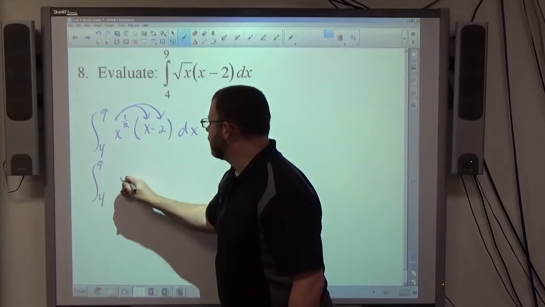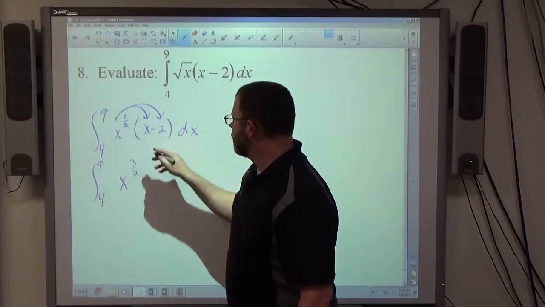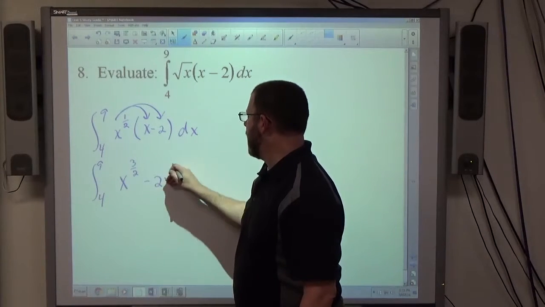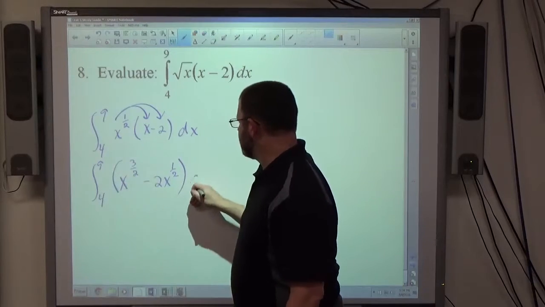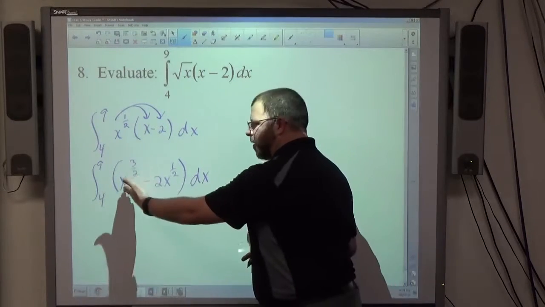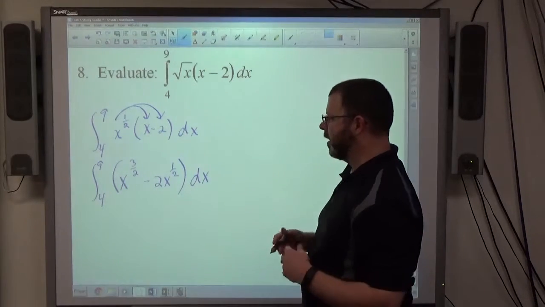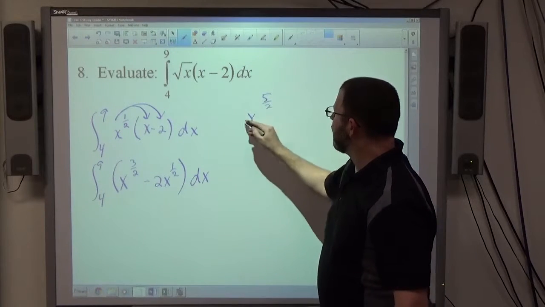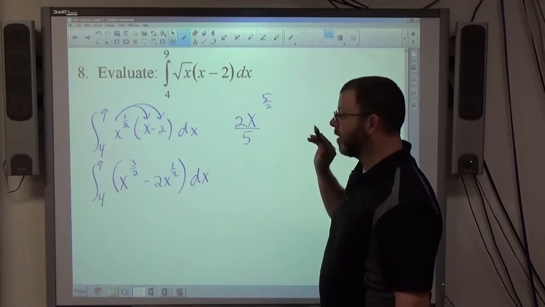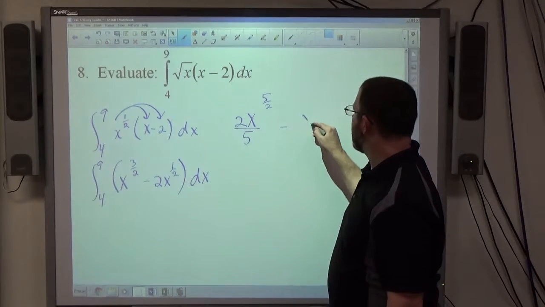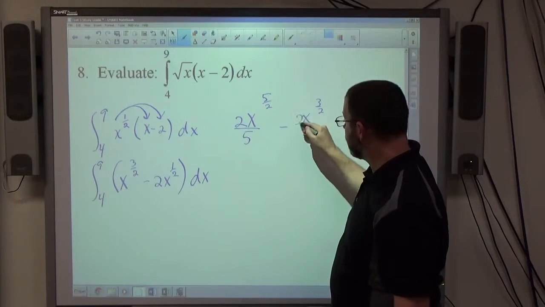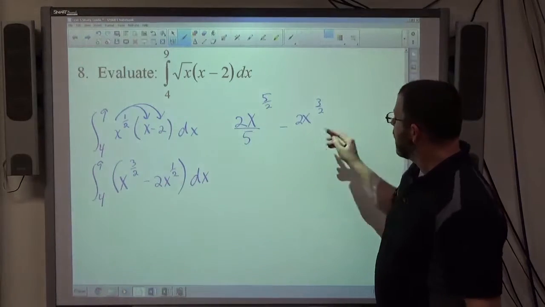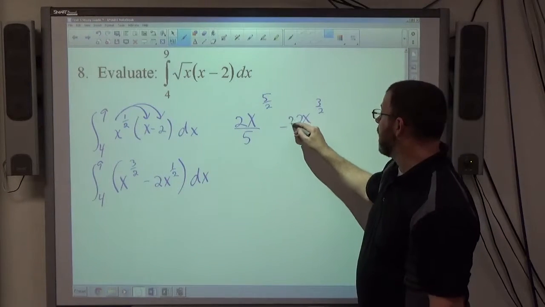X to the half times x is x to the 3 halves. X to the 1 half times negative 2 is negative 2x to the 1 half dx. Now, x to a power, it's ready to integrate. It's just power function. So x to the 5 halves divided by 5 halves, better known as times 2/5, minus 2x to the 3 halves, divided by 3 halves, which is the same as times 2/3.